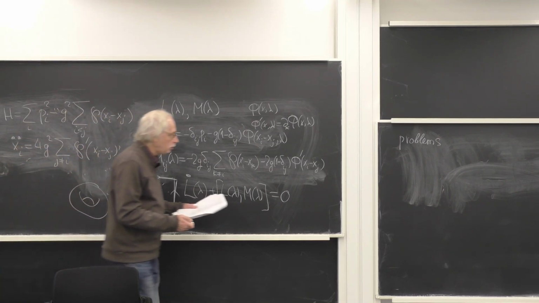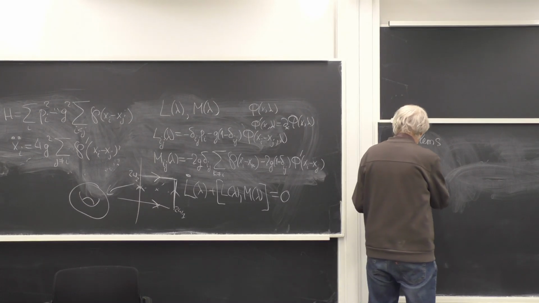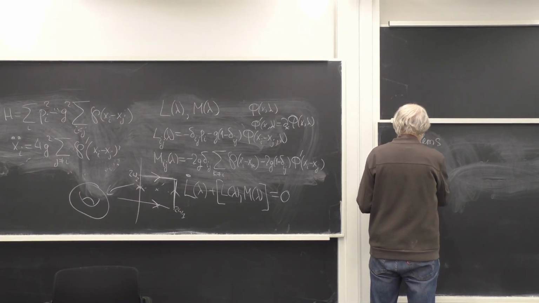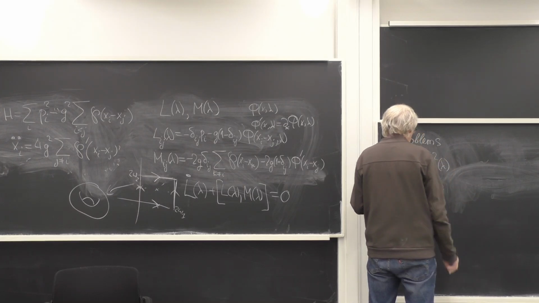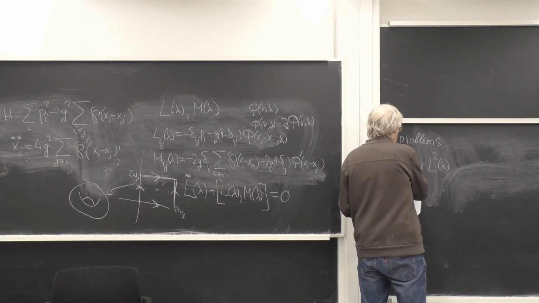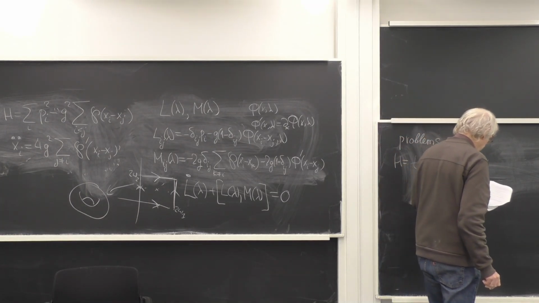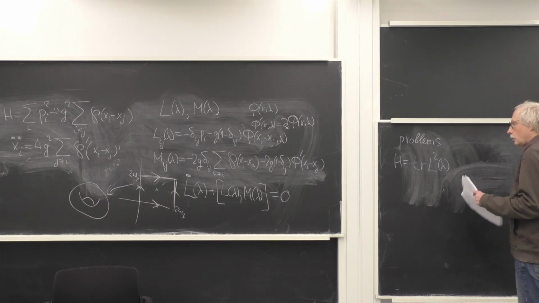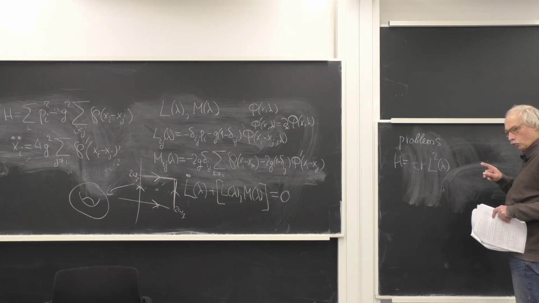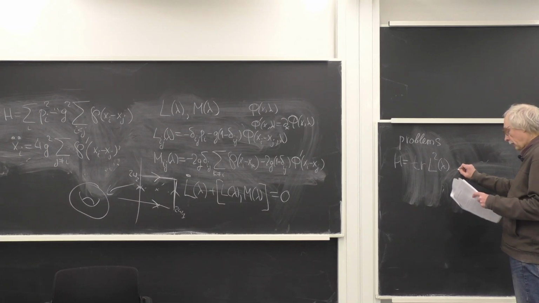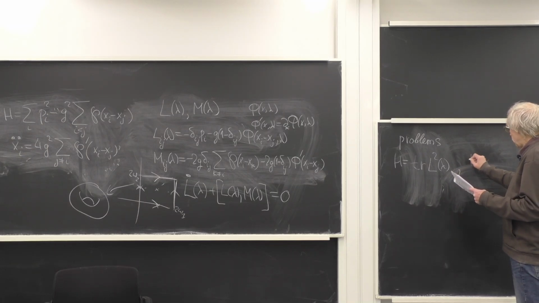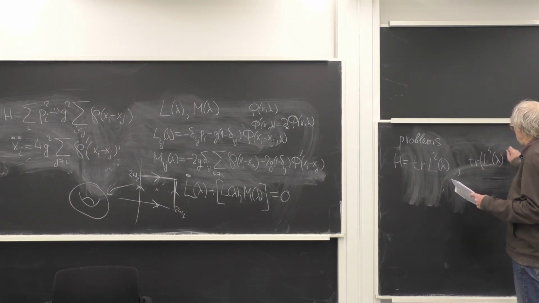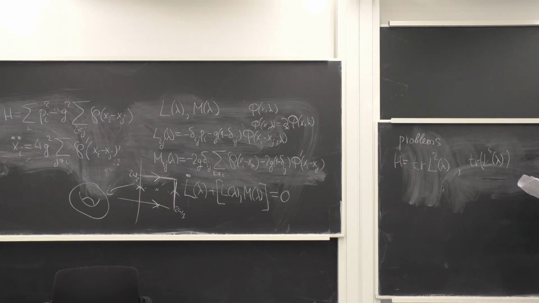Another problem is to prove that the trace of L squared gives our Hamiltonian plus some constant which depends on lambda, and also find the trace of L cubed as a function of lambda in explicit form.